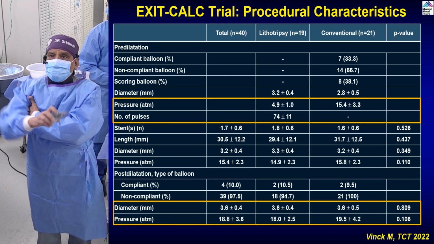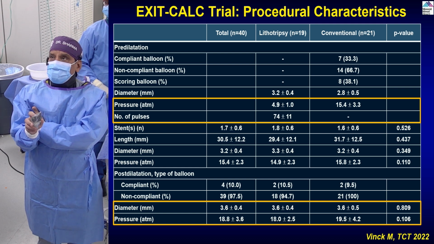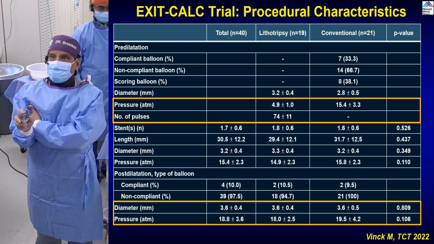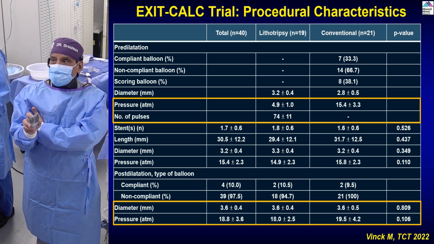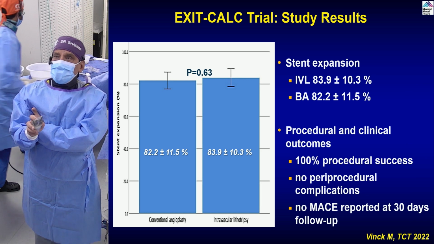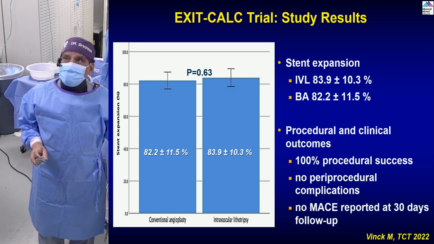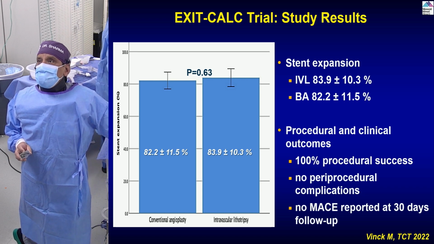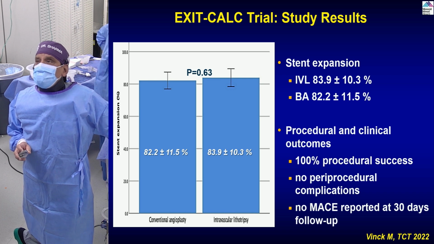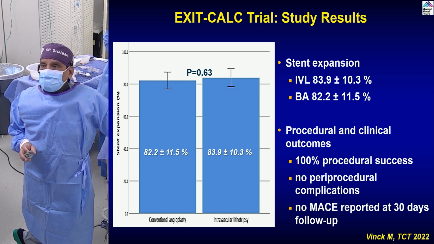One is the pressure. Remember with the IVL, pressure was 5 compared to conventional, which was 16 atmospheres. That's one difference. And of course, the overall balloon size and balloon diameters were not different post-procedure, but, I would say to our disappointment, stent expansion was identical in both, 84 versus 82, in both the groups, conventional balloon angioplasty versus IVL.